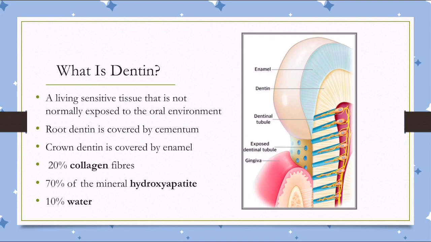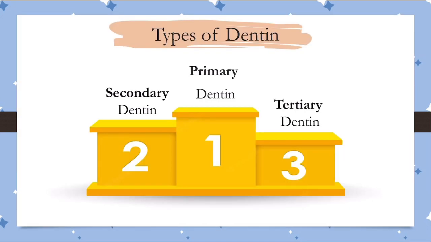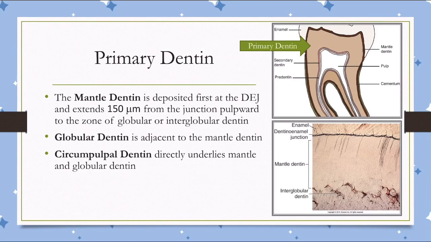Like bone, it's primarily composed of an organic matrix of the following: 20% collagen fibers, 70% of the mineral hydroxyapatite, and 10% water. There's more than one type of dentin. There's actually three, and here they are. The first is primary dentin, the second is secondary dentin, and the third is tertiary dentin. Let's take a look at these.